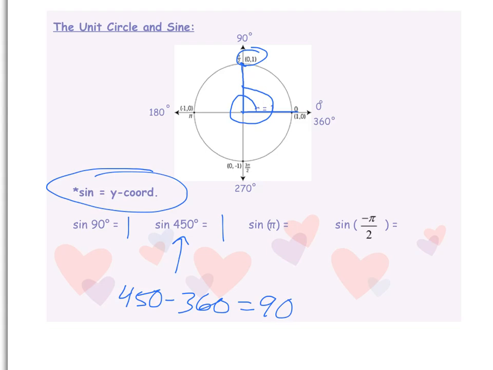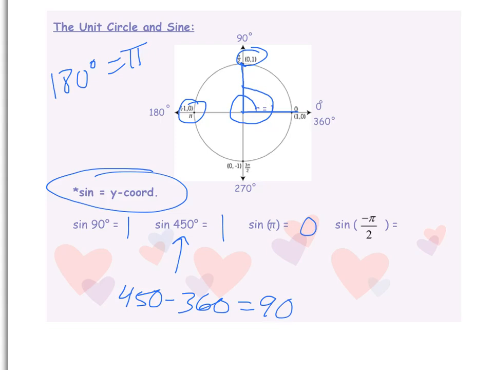Okay? Pi is right over here. Remember, that's the conversion factor that we use so much, that 180 degrees is the same as pi radians. Again, I identify that point in terms of where pi is. I see the y-coordinate is 0. Therefore, the sine value of pi radians is 0.